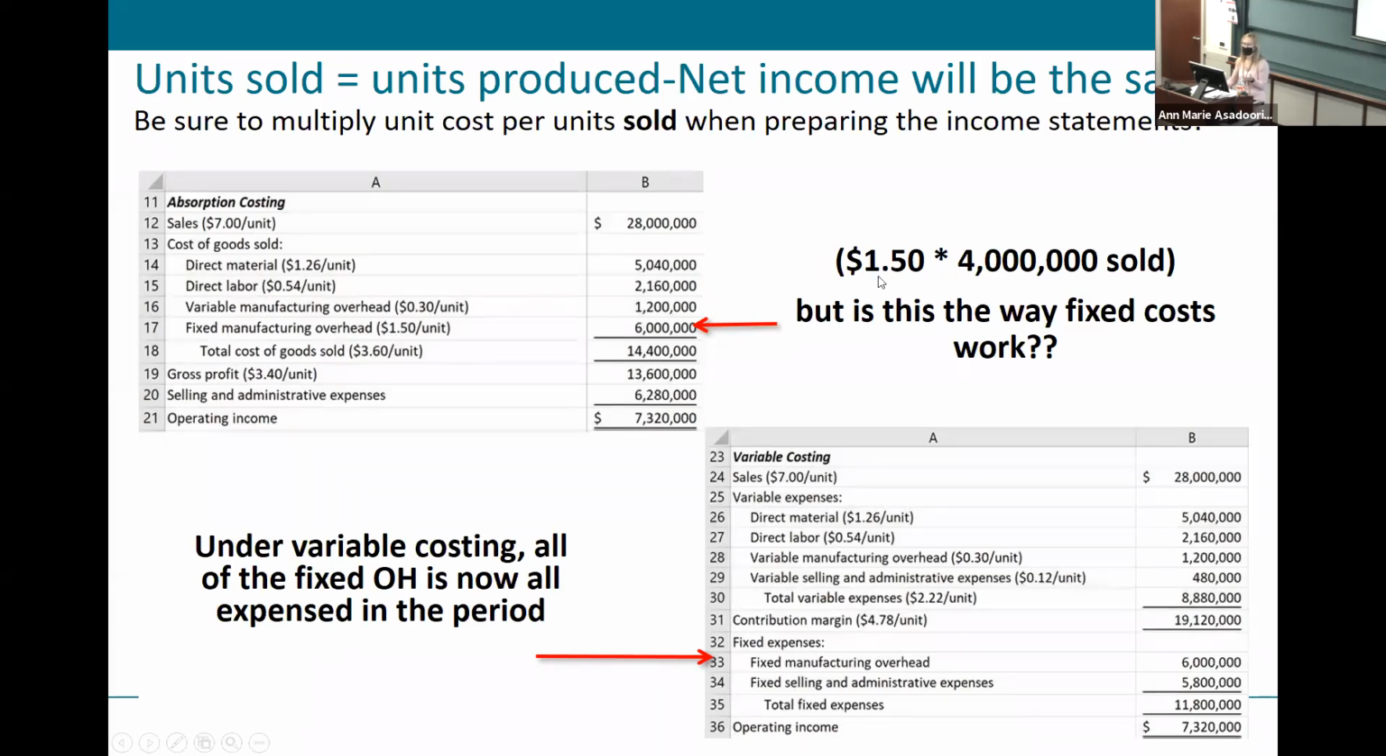Fixed factory overhead, we're doing the same thing. We're taking that fixed factory overhead, that cost per unit, multiplying it by the 4 million units sold, and we're matching cost to revenue. But is that the way the rent works? No. Do I pay rent $1.50 every time I sell a unit? No. The rent is the rent. They don't care whether I'm selling anything or making anything in that factory, right? So this is where the problem is. This is not really an item that should be matched to revenue. The rent, that 6 million is happening regardless of whether you sell anything. And so under your variable costing, we're going to call it a period cost. And regardless of what we sell, 6 million in rent, if we paid it, is going to be expensed in that period.